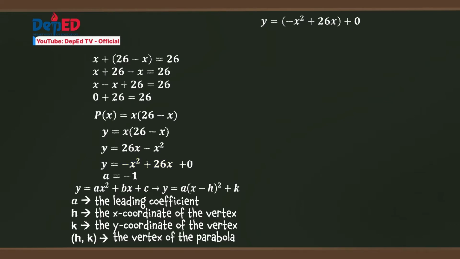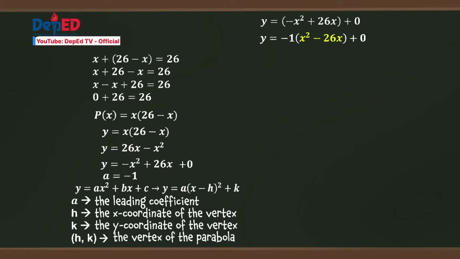If the coefficient of the quadratic term is not 1, we have to factor that out. In this particular function we are working on, we have to factor out negative 1, meaning we have to express the binomial negative x squared plus 26x as the product of negative 1 and another polynomial. We divide negative x squared plus 26x by negative 1, in which the result is x squared minus 26x. Hence, y is equal to negative 1 times the binomial x squared minus 26x plus 0.